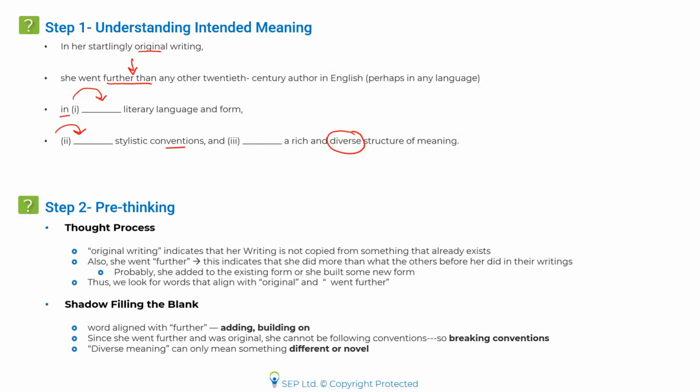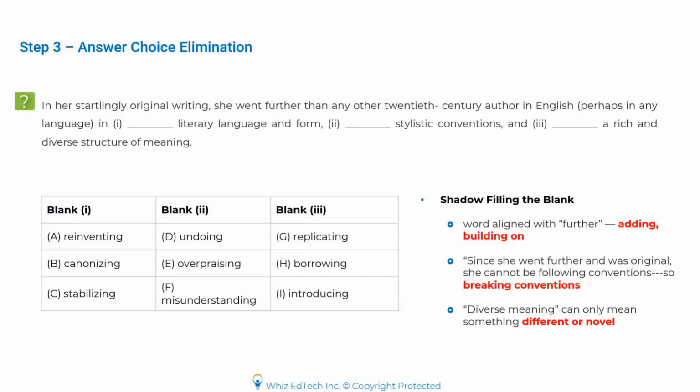So for the three blanks, I've kind of come up with shadow words of my own, and you will see they are very normal, very everyday words. How this will help you, we will see in a moment. Now we move to step 3, which is the ACE step at GRE Viz. And this is the step where you can save a lot of time if you have already shadow filled the words. So look here. Now you are looking for a word which is kind of aligned along these lines, adding or building on. So you eliminate the choices which don't even come anywhere near that.